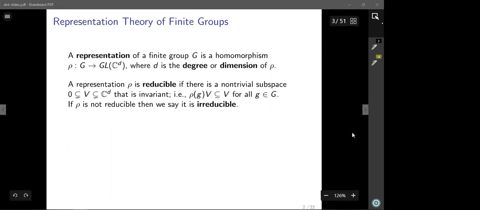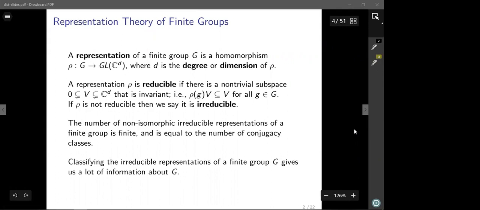So a very important definition is reducible representation. A representation is reducible if there's a non-trivial subspace, so not equal to 0, not equal to the whole space, that is invariant, meaning that it's preserved under any element of the group. And if rho is not reducible, then we say it's irreducible. There's a theorem, which I didn't bother stating here, which says that every representation can be built out of the irreducible representations just by taking direct sums. So it's really the irreducible ones that we want to understand.